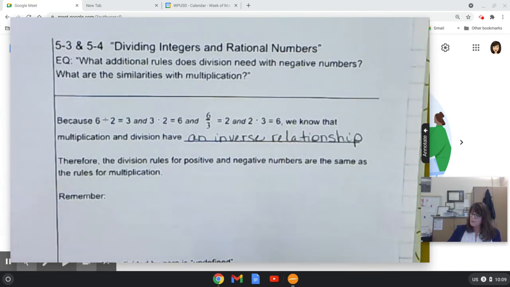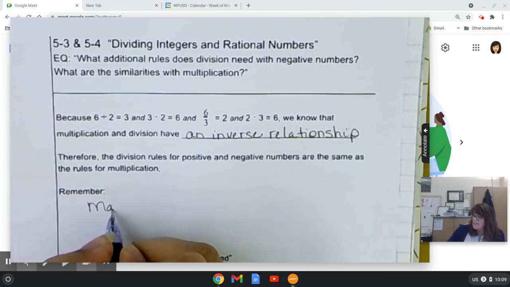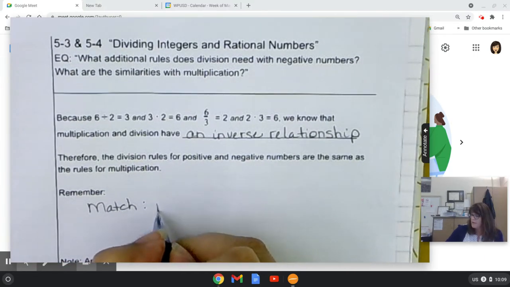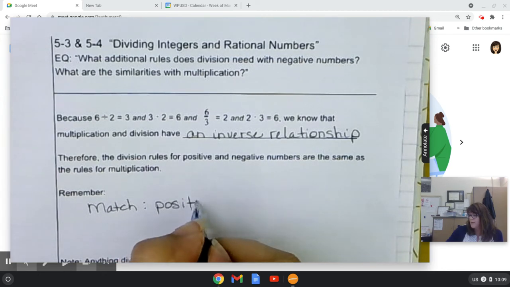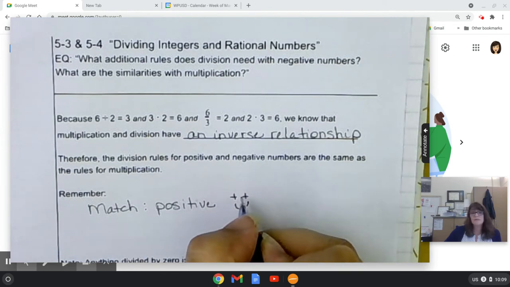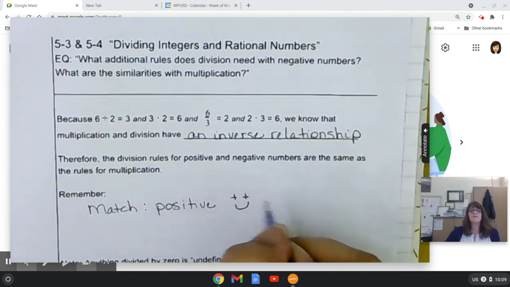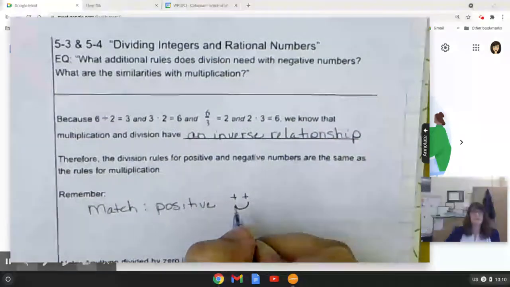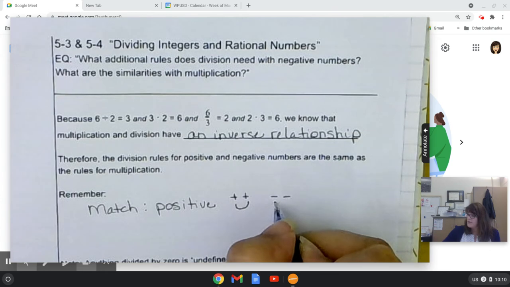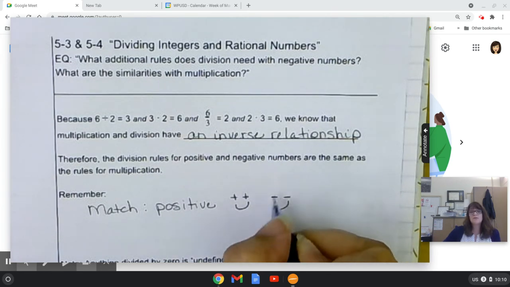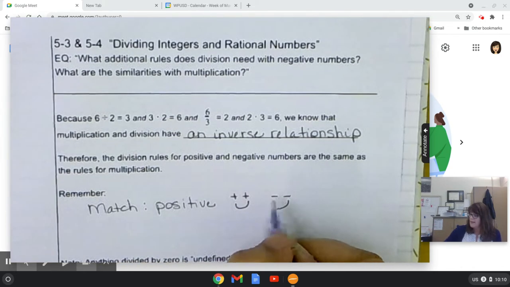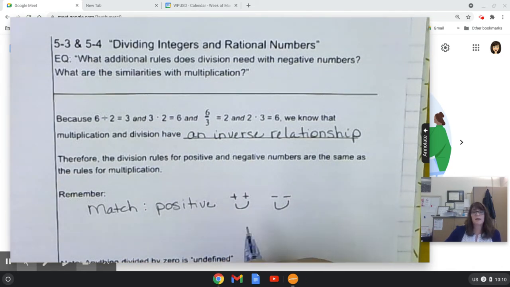Okay? So remember that if your signs match, you're going to have a positive outcome. Positive times positive, or positive divided by positive, you still have a positive answer. Negative times negative, or negative divided by negative, you still have a positive answer if they match. Okay, so that's smiling so much, my eyes are squeezed shut.